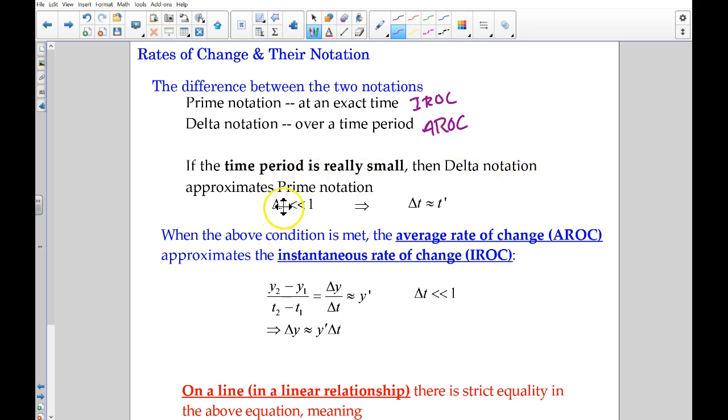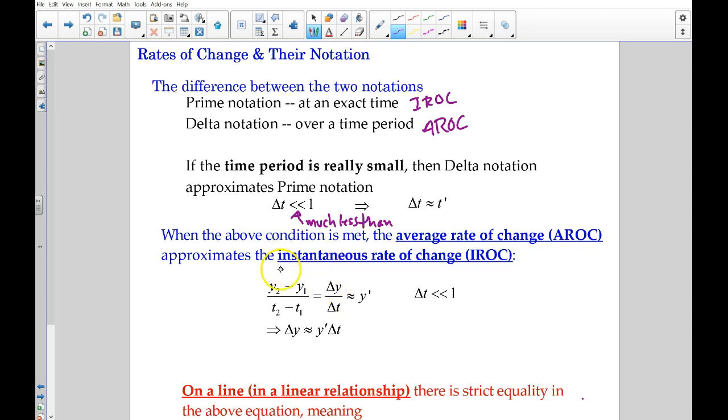So if delta t, and this symbol means much less than, so if they're pretty close, then we can say the delta notation, the difference in a time period, can actually approximate the change at a specific moment. And if you meet this condition, which is a necessary condition that you have to satisfy first, then we can use the average rate of change to approximate the instantaneous rate of change.